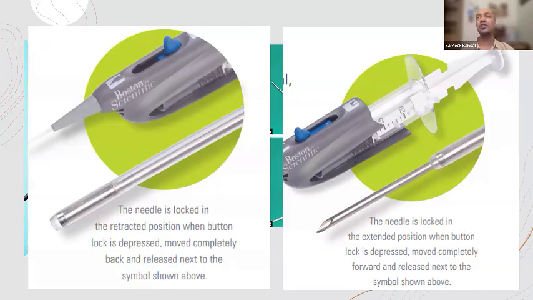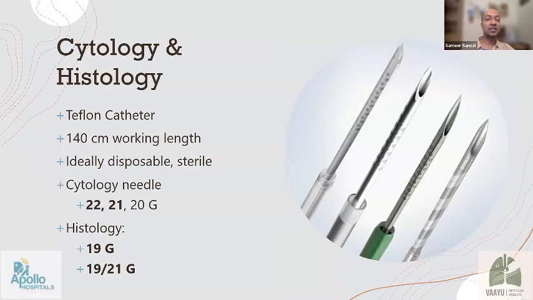So a lot of different kinds of needles are available, because the TBNA procedure is now being done widely. So if you don't have an EBUS, you can go for one of these needles and make your life easier, although using this.